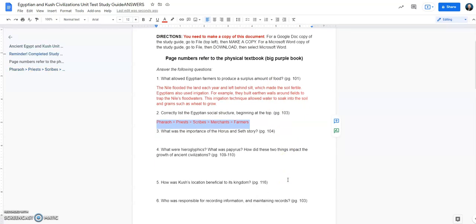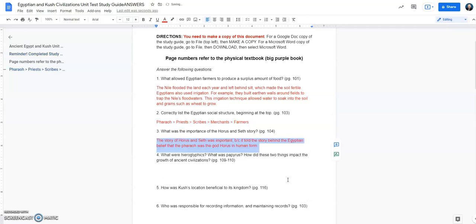Question number 3. What was important about the story of Horus and Seth? So this story was important because this is the story behind the idea that the Egyptian pharaoh was a god. So I mentioned that in the last question. The Egyptian pharaoh was considered to be the embodiment of the god Horus. And this story of Horus and Seth tells how that all came to be.